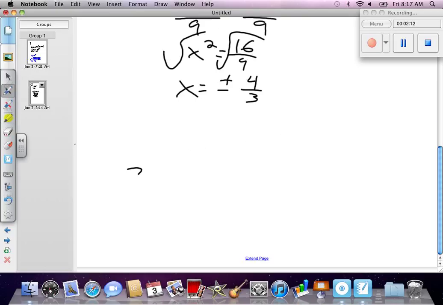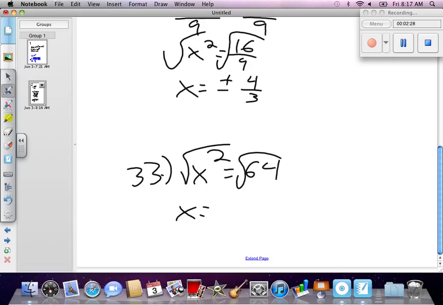33 should be kind of familiar. We've got x squared equals 64. Again, how do I get rid of that x squared? What is that fancy thing that we do to get rid of the squares? Square root it. So now x equals 8 or negative 8. Plus or minus 8. So that would be A. Remember, if you don't have a square root sign already in your problem, when you square it, it could be positive or negative.